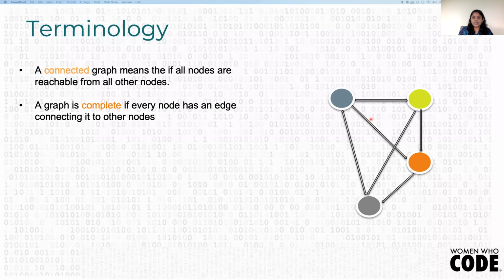A complete graph is nothing but if every node has an edge connecting to every other node in the graph. So here is a node and it has edges pointing towards all the nodes in the graph. It has an edge pointing to this node, this, and this. So every single node in the graph does the same thing. It has edges pointing to every other node in the graph. In that case, the graph is complete.